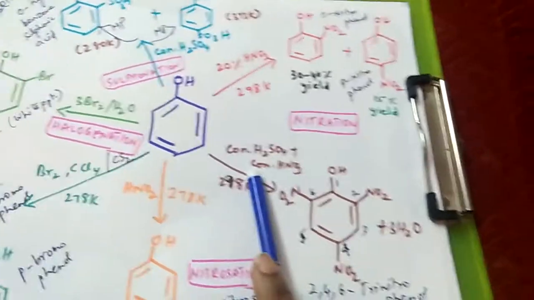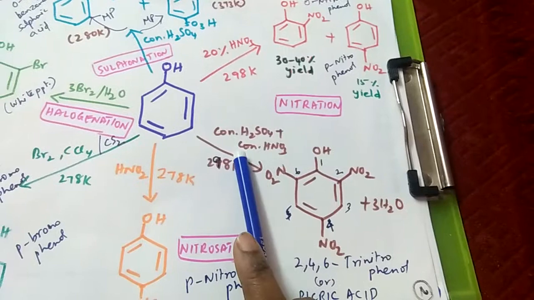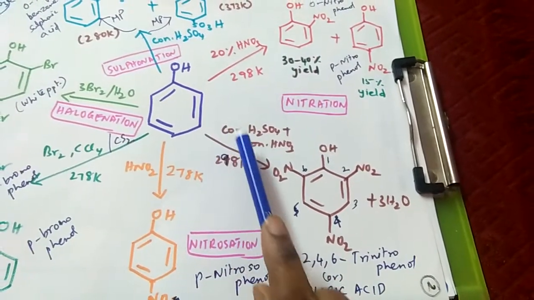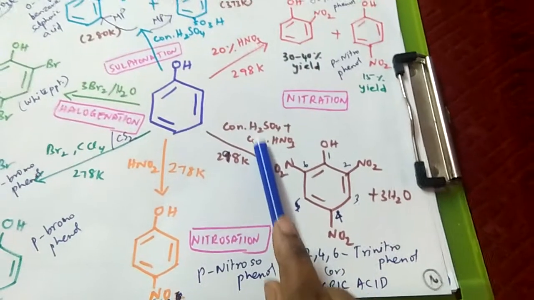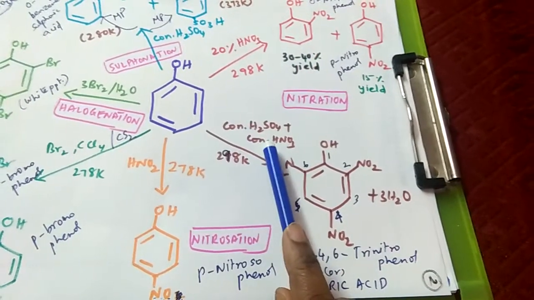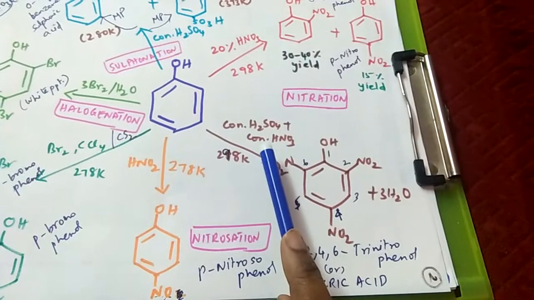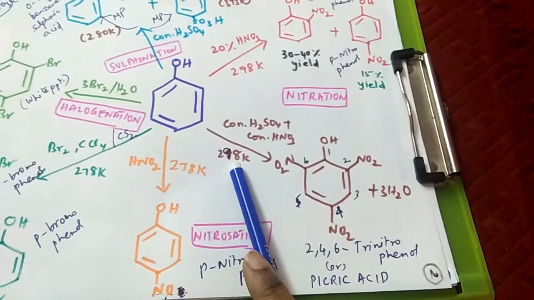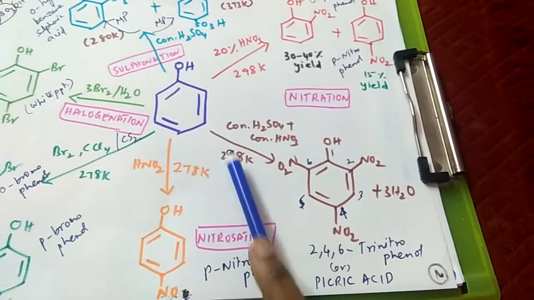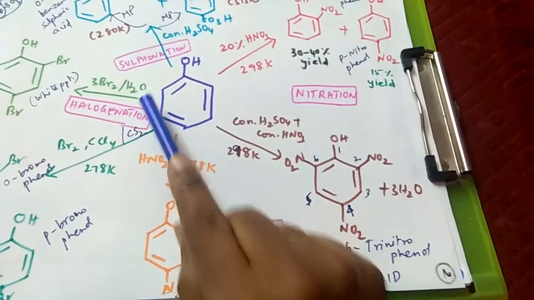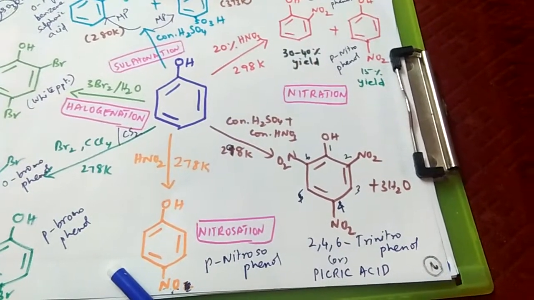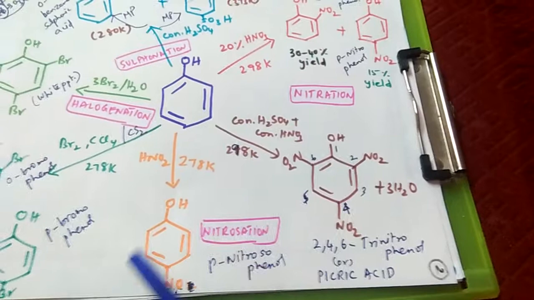The same nitration can also take place in the presence of nitrating mixture. Nitrating mixture is a mixture of concentrated sulfuric and nitric acid. In the presence of sulfuric acid, nitric acid is able to furnish the NO2 plus nitronium ion at 298 Kelvin. Here, all three ortho and para positions are substituted by the nitronium ion or nitro group.